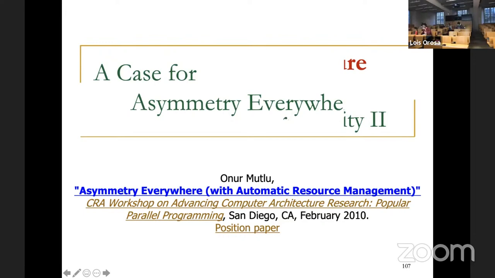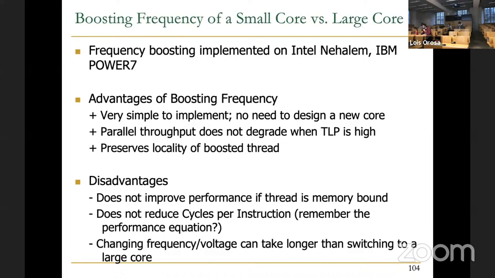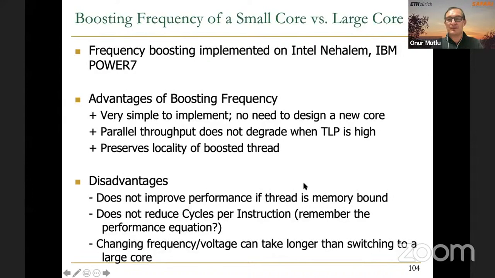Yeah, it was about something on the previous slide, one of the disadvantages. It says it doesn't improve the performance if a thread is memory bound. But if a thread is essentially waiting on memory, can't we just save power by cutting it, and boosting the other threads instead? So wouldn't that overall improve the performance? Yeah, potentially.